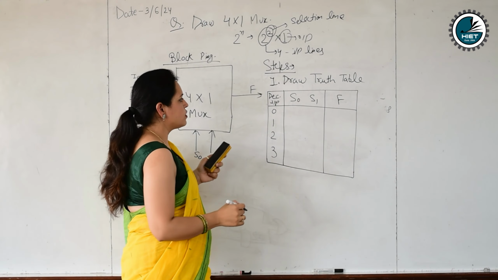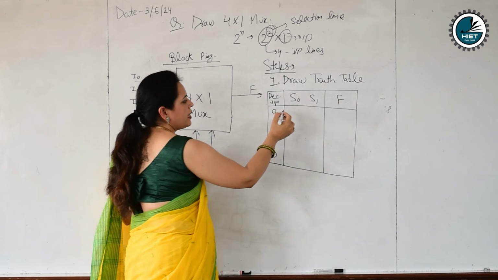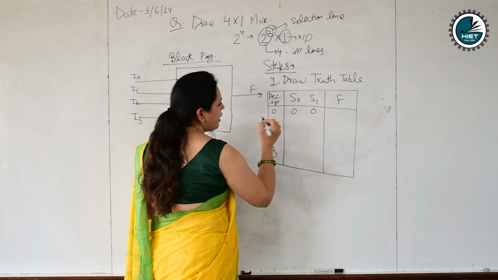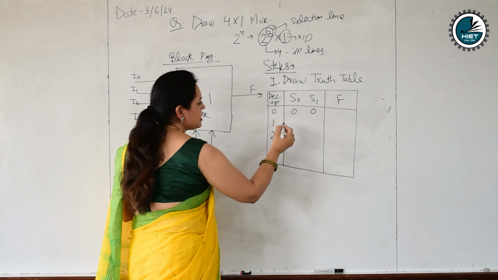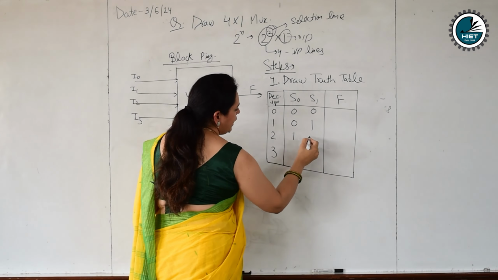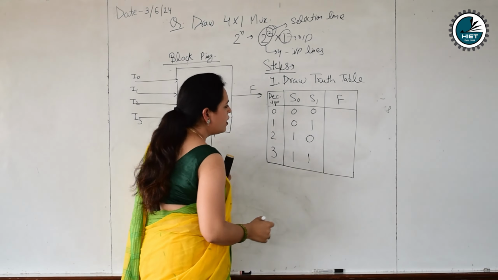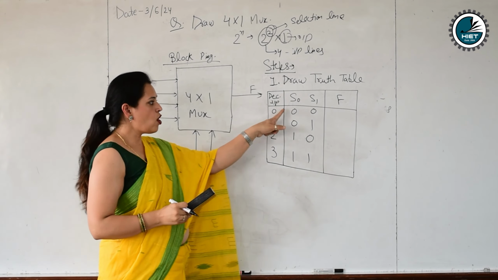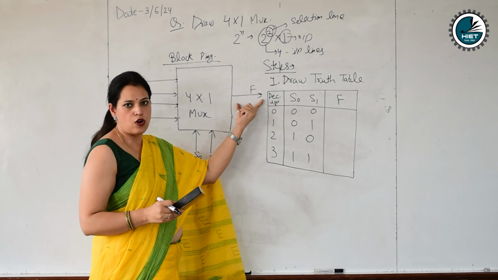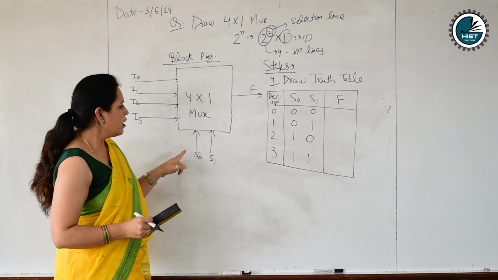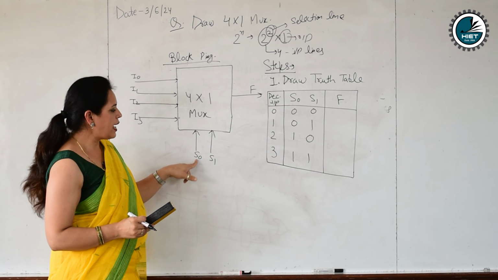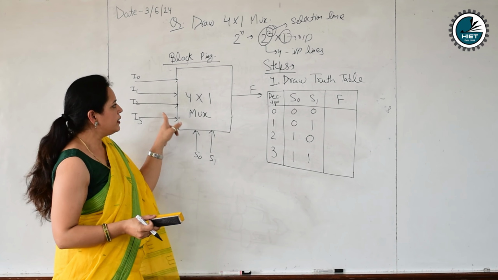Now S0 and S1, when the decimal input is 0, then S0 and S1 are also 0. Same, when the decimal input is 1, then S0 and S1 will be 0 and 1. This one will be 1 and 0, and this is for 1 and 1. Now, according to these selection lines and these inputs, we can find out the output F. So, how to find out? When both selection lines are zeros, that means S0 is equal to 0 and S1 is also equal to 0, then what is the output?